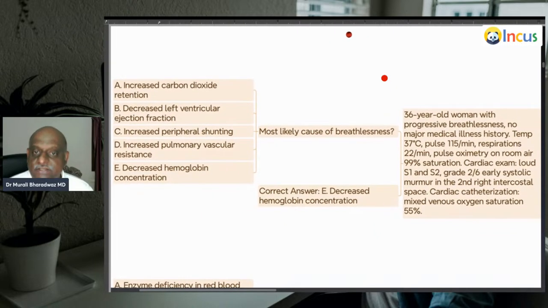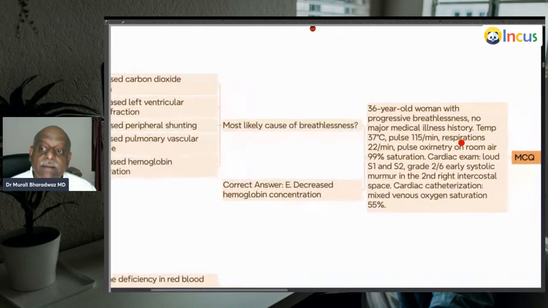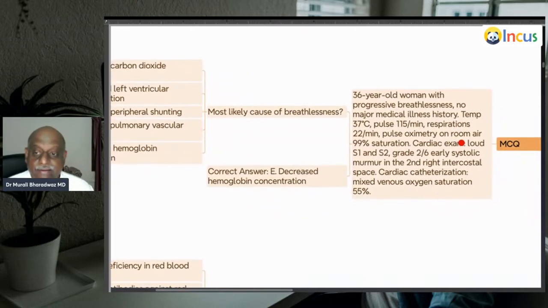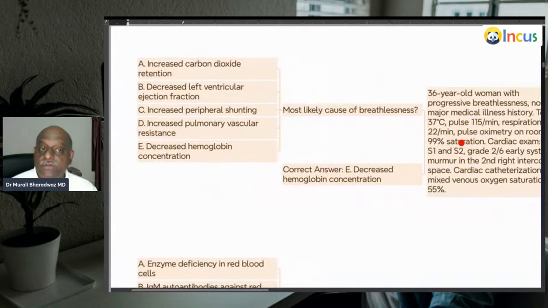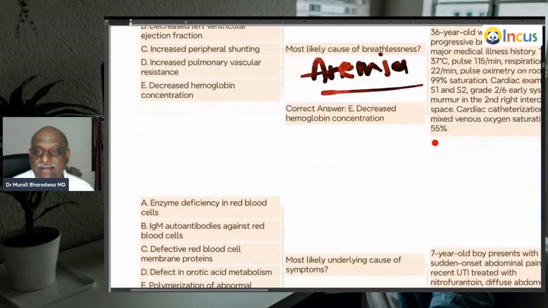grade 2/6 systolic murmur is because of a significant amount of anemia, is what you need to remember. Anemia can lead to development of functional murmurs, right?